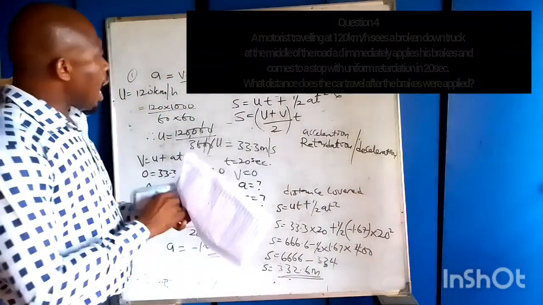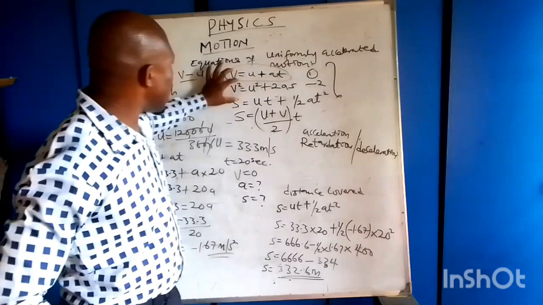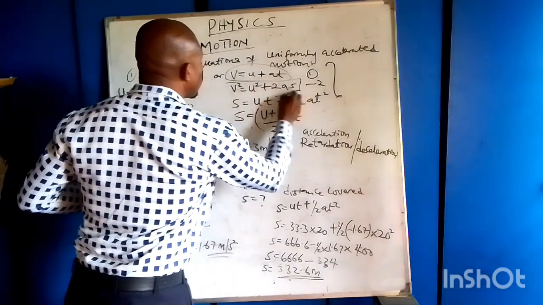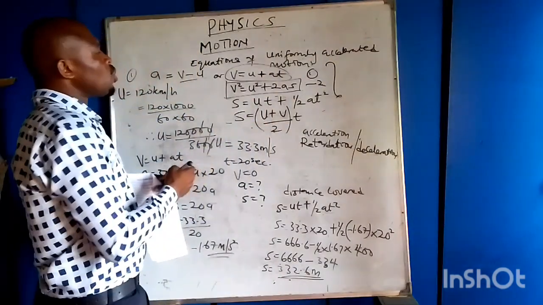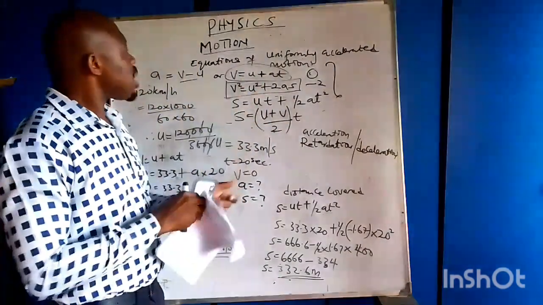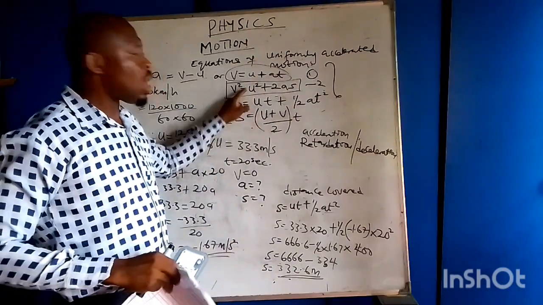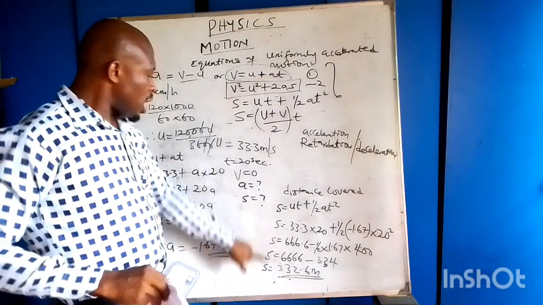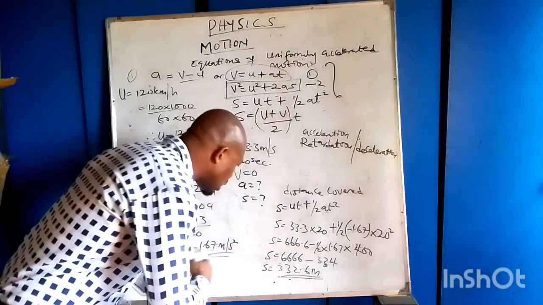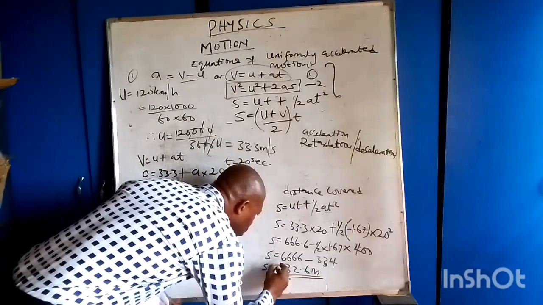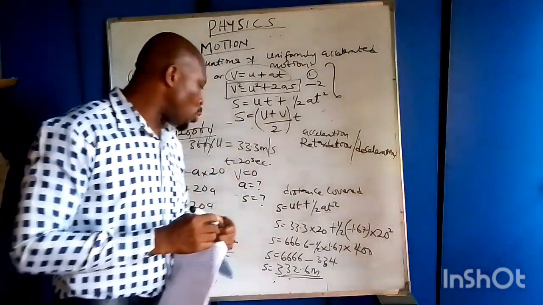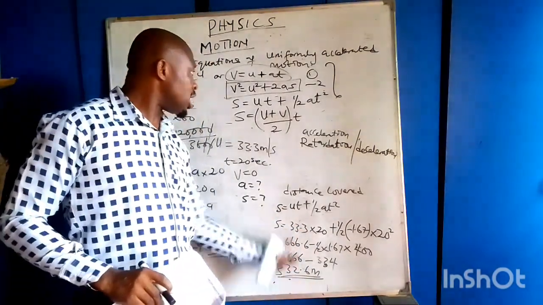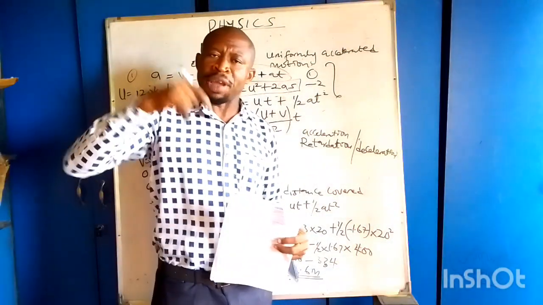Please help me use this second equation, V squared is equal to U squared plus 2AS. Please help me find out if the two are the same. If you're able to get 332.6 meters with this equation, please let me know in the comment section.